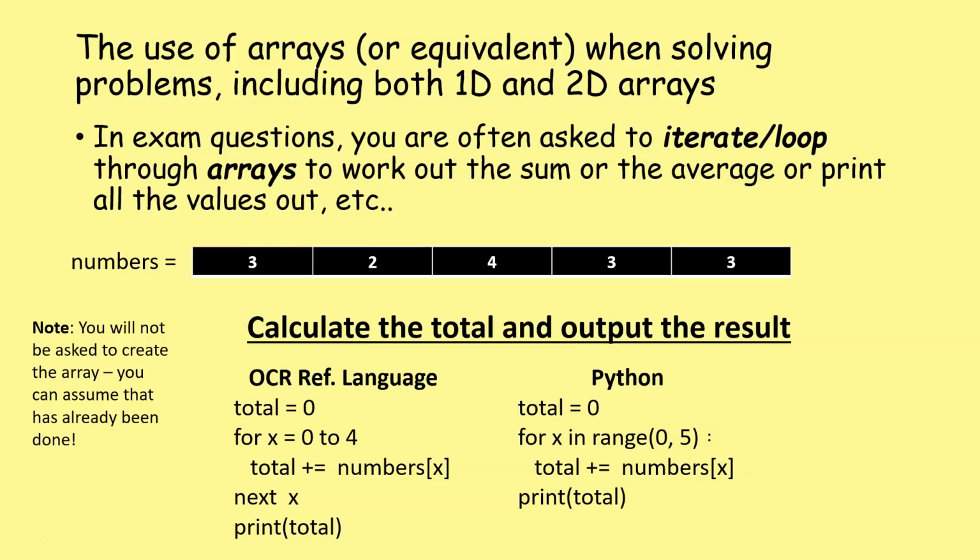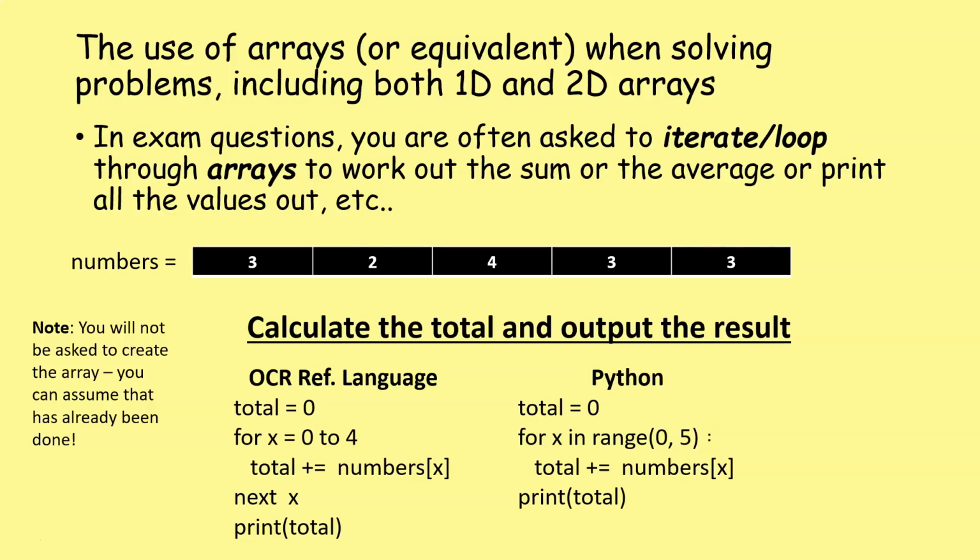I'm doing something multiple times, so I'm going to have to iterate. I'm going to have to use a for loop. It's got to be a for loop because it's going to be done a definite number of times, so it's going to be a count-controlled loop. How do I do that in the OCR reference language? Well, I start by saying total = 0.